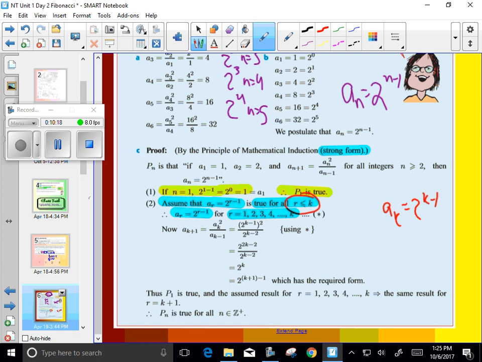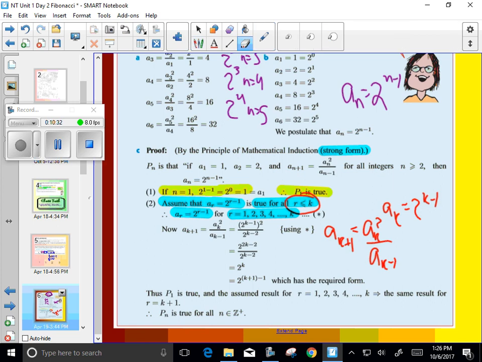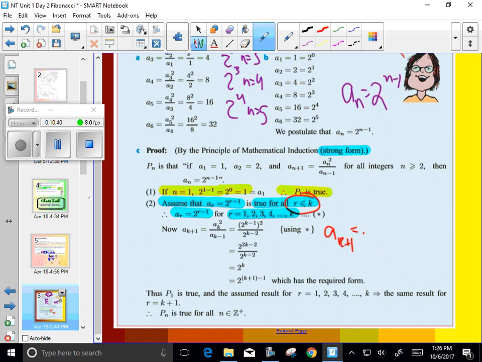According to the formula, a of k plus 1 is going to be equal to a of k squared over a of k minus 1. But we're saying a of k is what? 2 to the k minus 1. So let's get rid of this. And we're going to say, oh, instead of a of k squared, we're going to say 2 to the k minus 1 squared. And instead of a of k minus 1, we're going to say 2 to the k minus 1 minus 1.